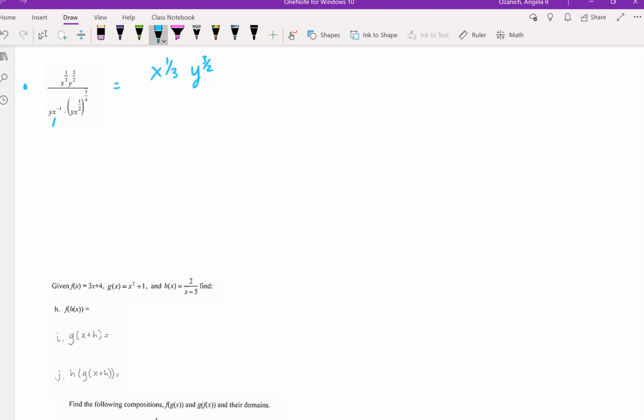This x to the negative 1, I'm going to bring it up into the numerator as x to a positive 1. Then in the bottom, I have a y to the first power, just right there. And then the 7/4 is going to get applied to both of these.